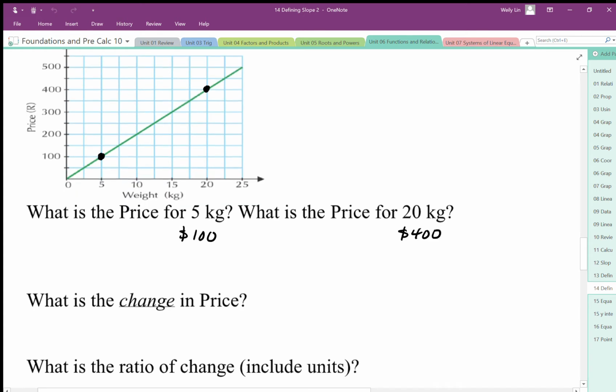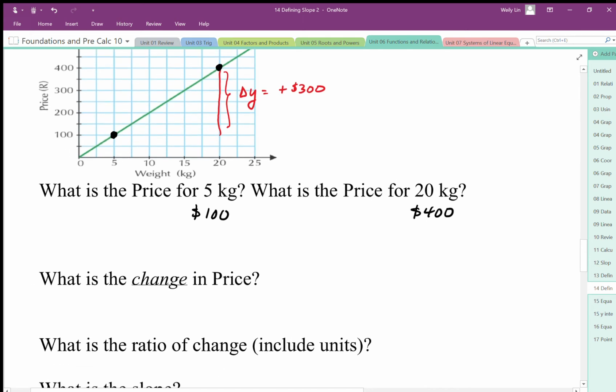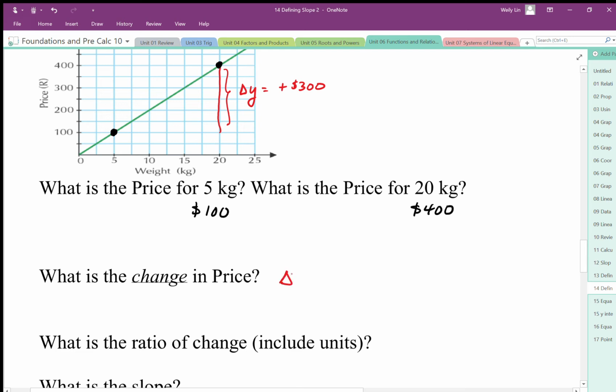And if we look at the change in the price from 5 kilograms to 20 kilograms, the change in the price is going to be positive $300. Okay, so the change in the price is equal to positive $300.